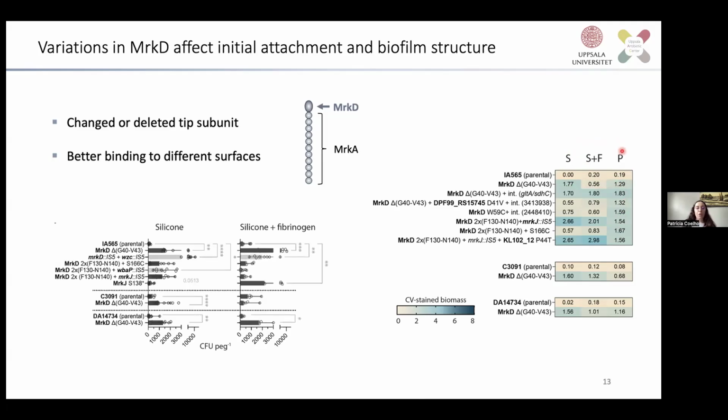And in fact, these biofilms were even better at binding to silicone and fibrinogen, and this happens even at early steps of biofilm formation. So in this graph, we have biofilm formation within 3 hours of incubation. So we can see that even after just 3 hours, some of the mutants are much better than the parental strain at binding and forming biofilm.